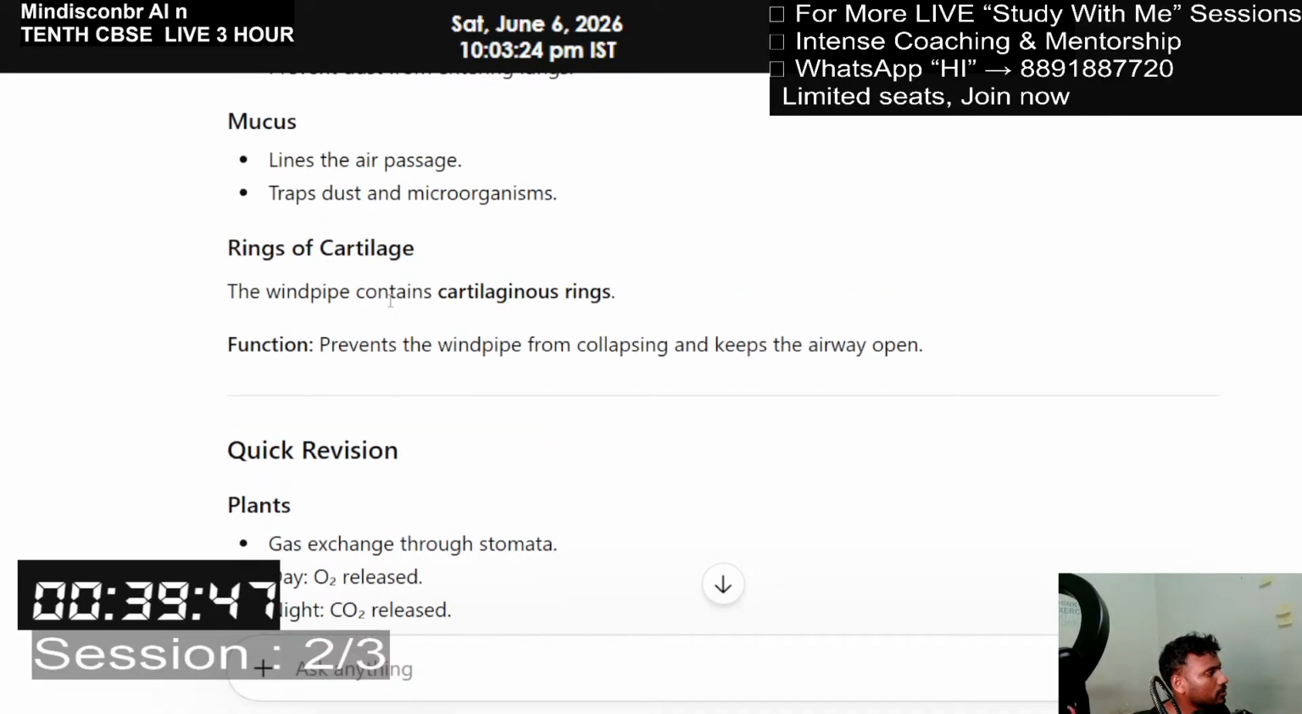And what are the functions of these rings of cartilage? The rings of cartilage prevent the windpipe from collapsing and keep the airway open.